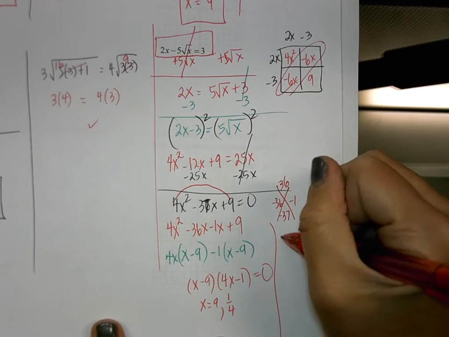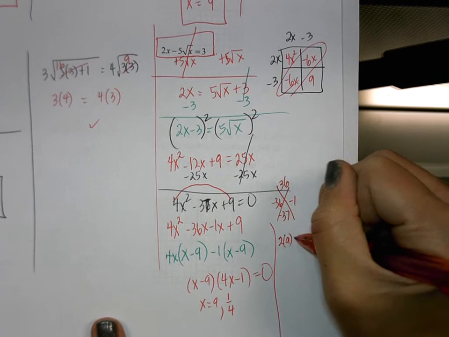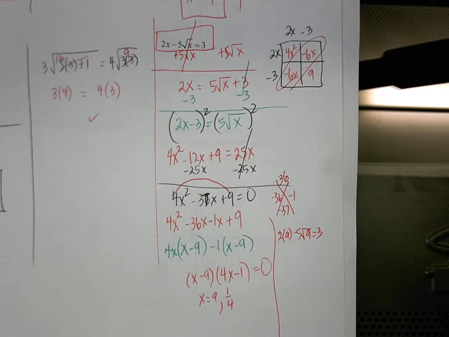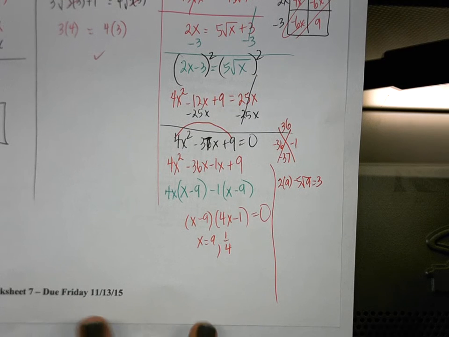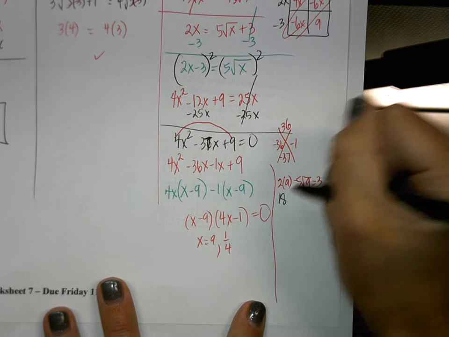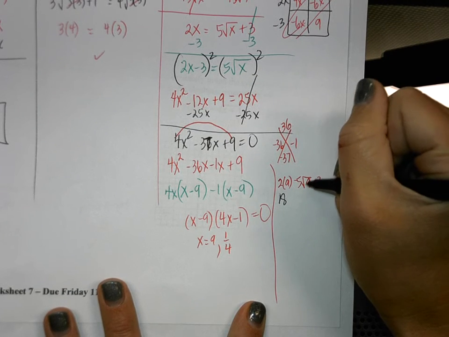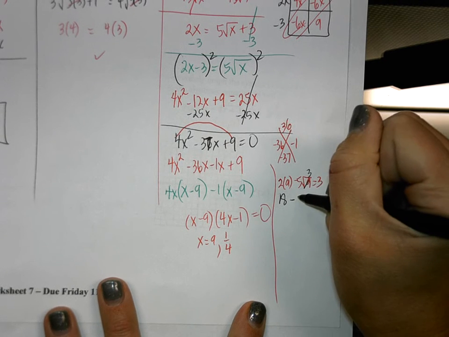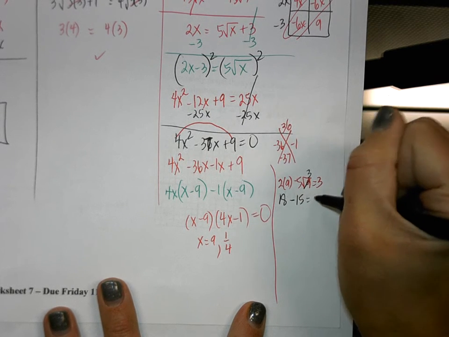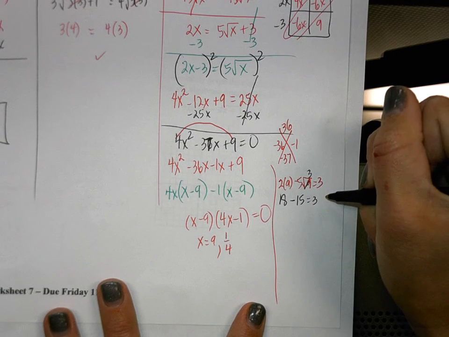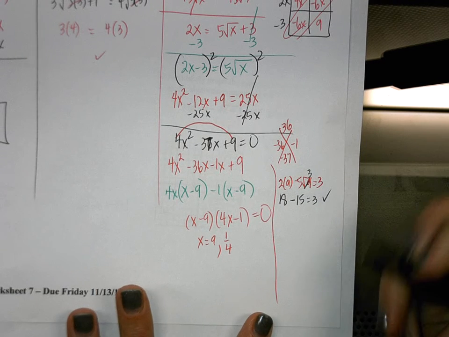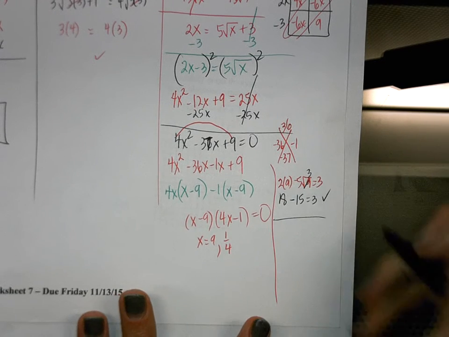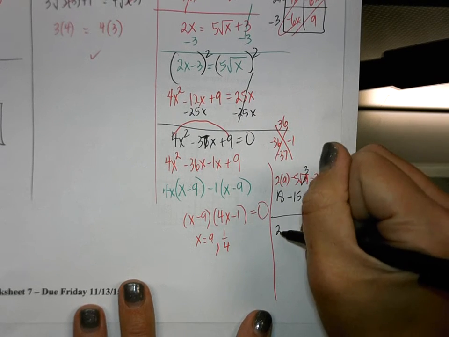So I'd have 2 times 9 minus 5 root 9 equals 3. Okay, so 2 times 9 is 18. The square root of 9 is what? 3. And so I end up with negative 5 times 3, which is negative 15. And does that equal 3? Yes. Okay, so let's go ahead and check the 1/4. But I'm pretty sure that the 1/4 is not going to work, because normally only one of them does, but who knows? Both of them could.